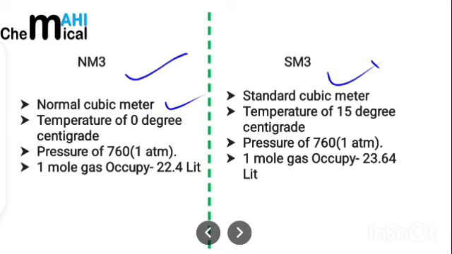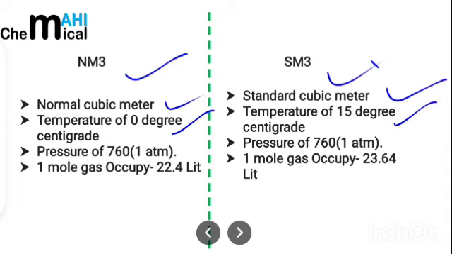At first we have to know the differences between Nm³ and Sm³. Nm³ is basically normal cubic meter and Sm³ is basically standard cubic meter. The temperature in case of Nm³ is 0 degree centigrade. In case of Sm³ it's 15 degree centigrade.